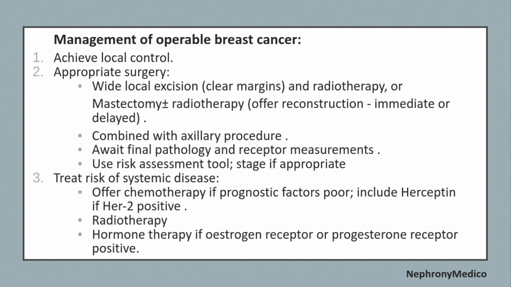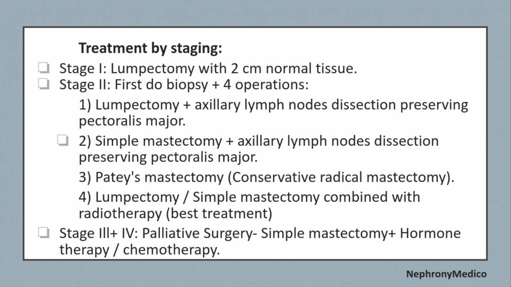Now, management of operable breast cancer: achieving local control with appropriate surgery, which may be wide local excision or radiotherapy, combined with an axillary procedure, and treating systemic disease if present. Now, treatment by staging. For stage 1, lumpectomy with 2 cm of normal tissue. For stage 2, lumpectomy with axillary lymph node dissection preserving the pectoralis major, or simple mastectomy with axillary lymph node dissection preserving pectoralis major. Patey mastectomy, or lumpectomy or simple mastectomy combined with radiotherapy, is the best treatment. For stage 3 and stage 4, palliative surgery with simple mastectomy, and hormone therapy and chemotherapy can be given.